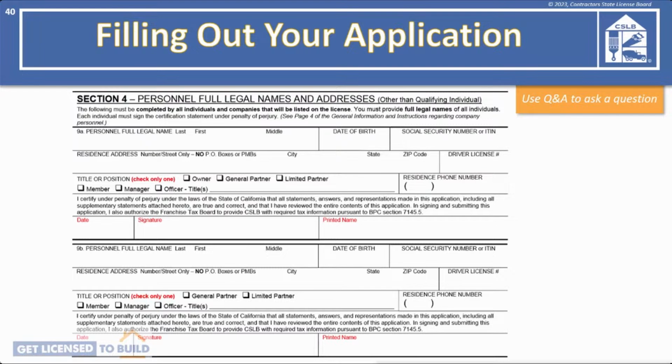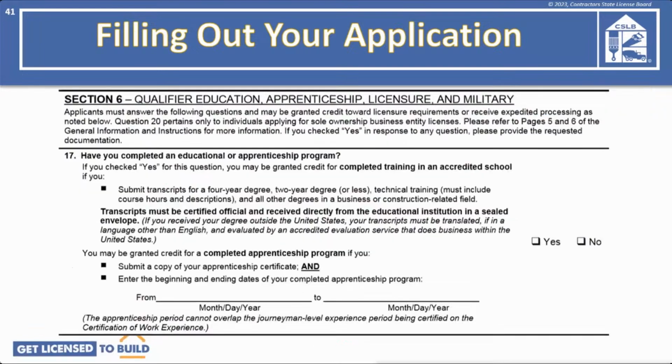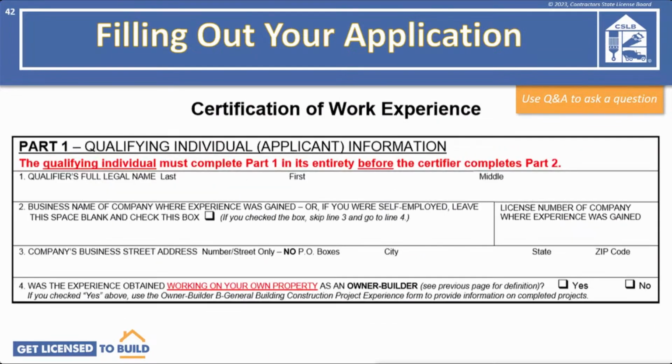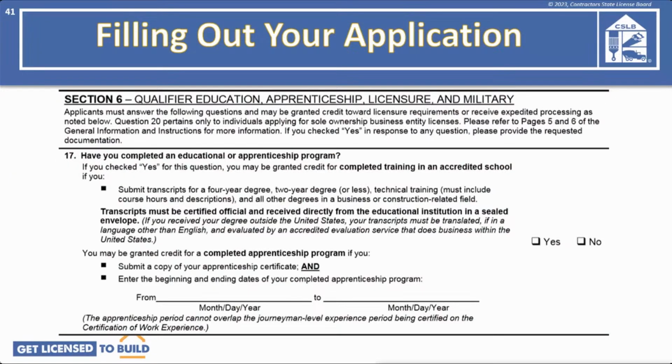Section 5 is a series of yes and no questions, so we're not going to cover those here. Section 6, you may be granted credit towards the 4-year experience requirement based on your education. Question 17 asks if you have completed an educational or apprenticeship program. You will need to submit official sealed transcripts if you would like to be considered for this credit. If you attended formal training or an apprenticeship program, you will need to provide a certificate of completion.